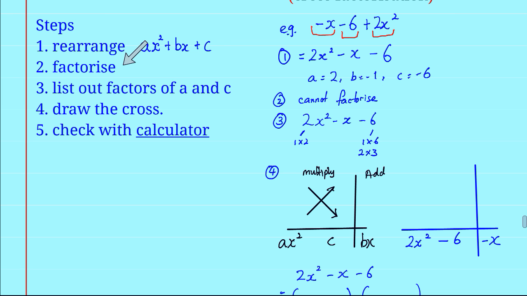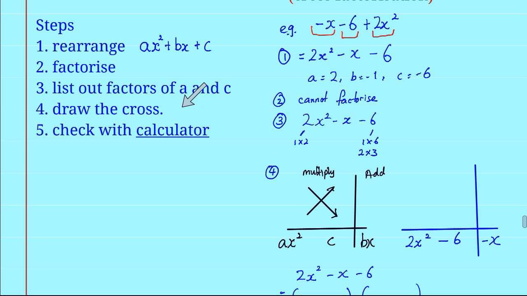Step number 2. I want to factorize. I want to take out common numbers. I look at this question, there is no common number, so I can just leave it blank. Or rather, I can skip to the third step. Now, third step is I want to list out the factors of a and c. So for 2, I know it's only one pair of factors, which is 1 times 2. But for 6, I have 1 times 6 and 2 times 3. So I just write it down.